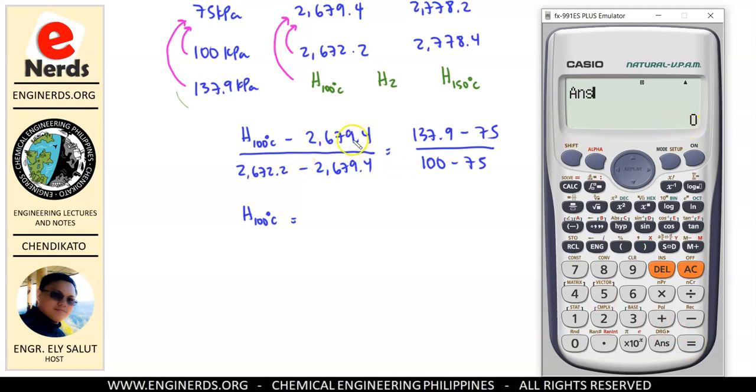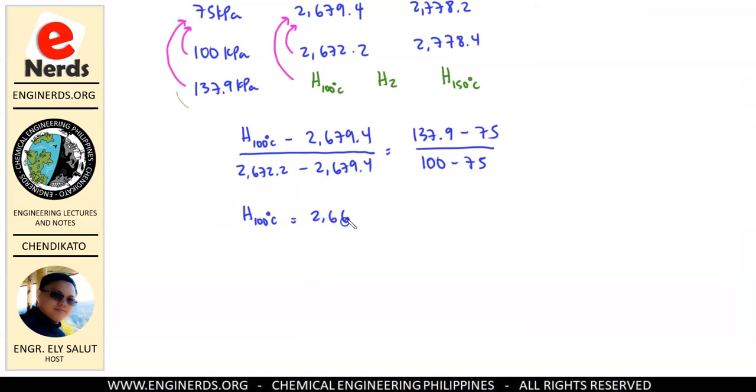Okay? So, this is equal to negative 18.1152. But as you can see, we have minus 2,679.4 here. So, we need to transpose that dito sa right side ng ating equation. Therefore, I need to add 2,679.4. So, we will have 2,661.3, no? So, our H100 is equal to 2,661.3 kilojoules per kilogram. Okay, so may value na tayo ng H100, no? So, now we need to get the value nitong H150, no? So, ganun din ang gagawin natin, guys.